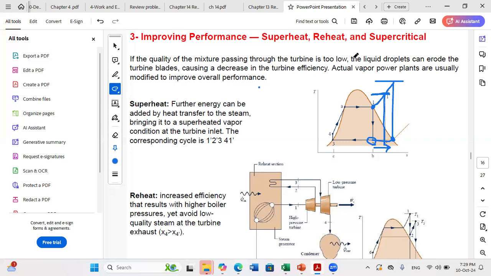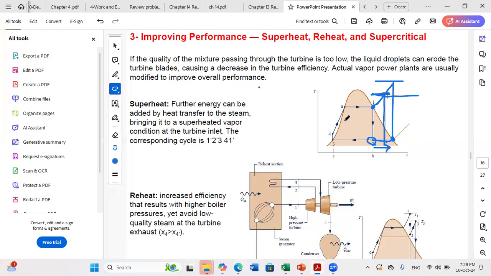What is the idea of reheat? So in reheating, we don't want to exceed a certain temperature. We have a limit on the temperature, but still we need to reach higher values of quality at the exit of the turbine. That's why what we can do here, we can use what we call a multi-stage turbine with reheating process. What do we mean by this? Let us explore the following cycle.